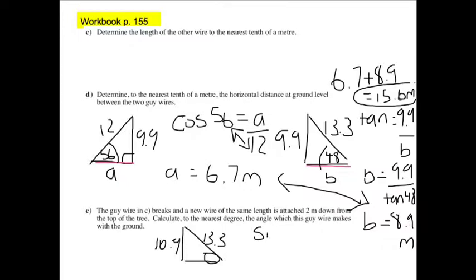Now we need to calculate to the nearest degree the angle that this guy wire makes with the ground. Well, we've got the opposite and we've got the hypotenuse, so we're going to use sine. It's going to be sine x is equal to 10.9 divided by 13.3. And because we're finding an angle, you're actually going to be taking the inverse sine of this part right here. And what you're going to find is your answer is going to be 55 degrees.